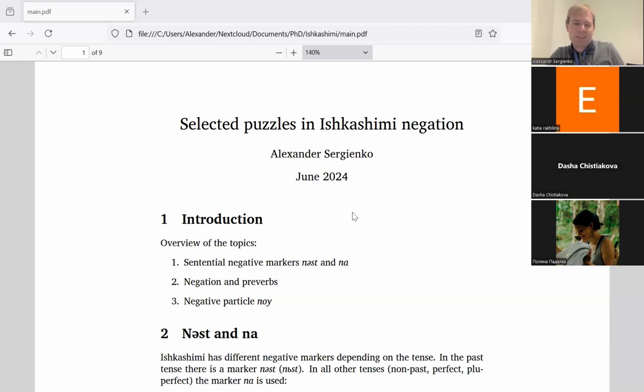Thanks everyone for having me here. And I will tell you about selected puzzles in Ishkashimi negation. The puzzles are not just because it's a theoretical topic or something like this. It is because these are really small pieces of the puzzle which will eventually come together and form a greater, bigger picture as a whole. But for now, these are just separate small topics here.